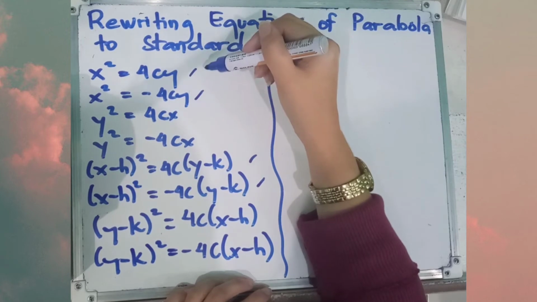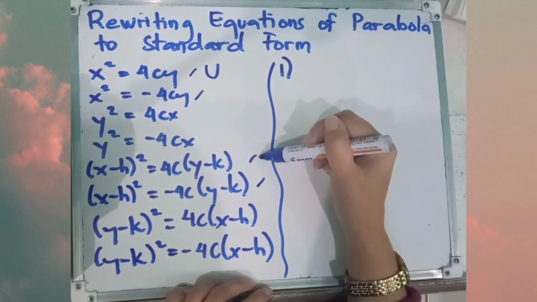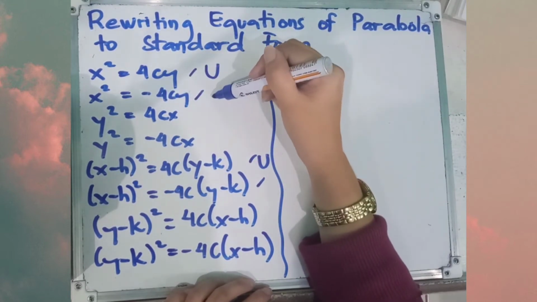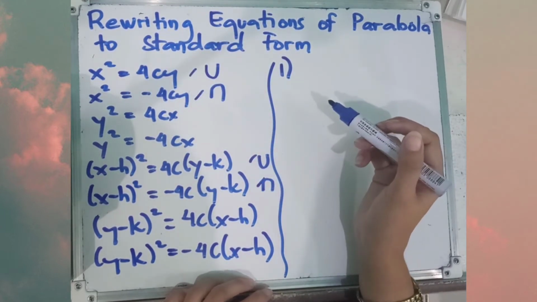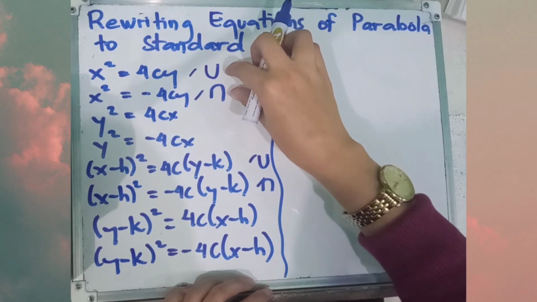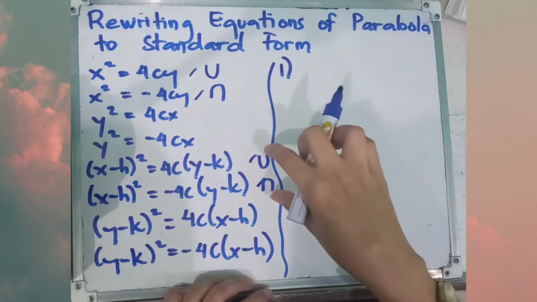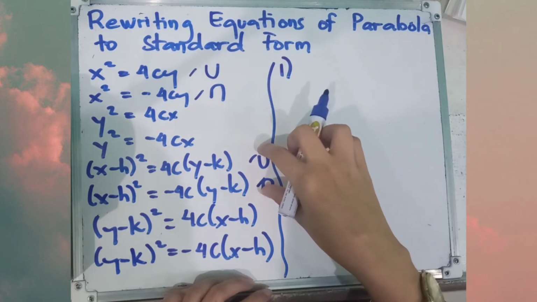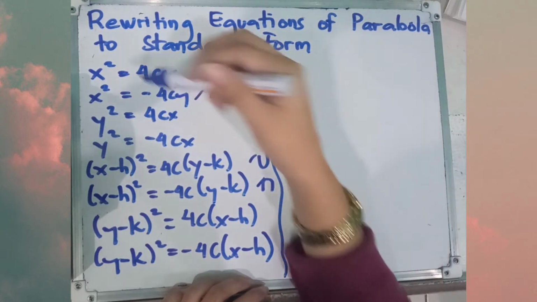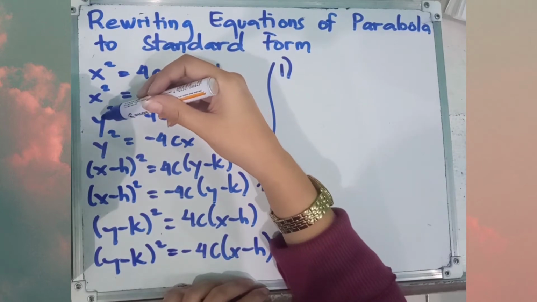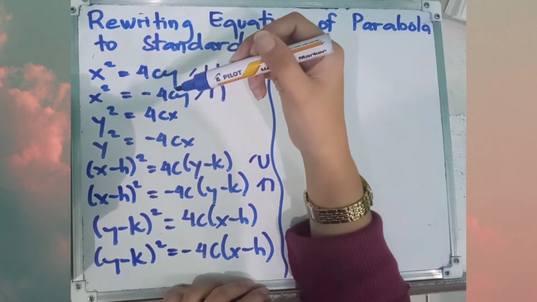So this equation, the graph is opening upwards. Same with this one. Here, the graph is opening downwards because 4c is negative. The only difference is that for these two, the vertex is located at the origin, whereas the vertex of the graph of these equations is not at the origin. For the remaining four, if the exponent 2 is on the variable y, that means to say that the parabola is either opening to the left or to the right.